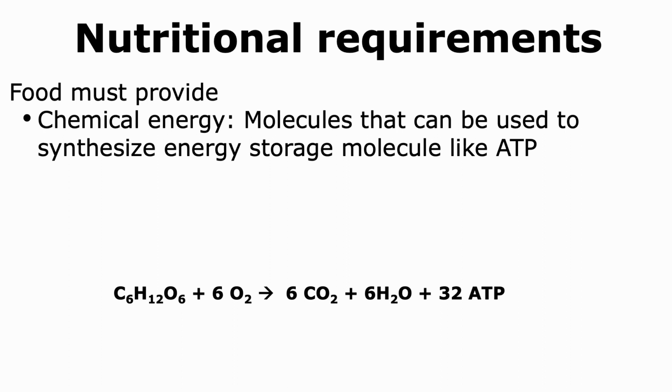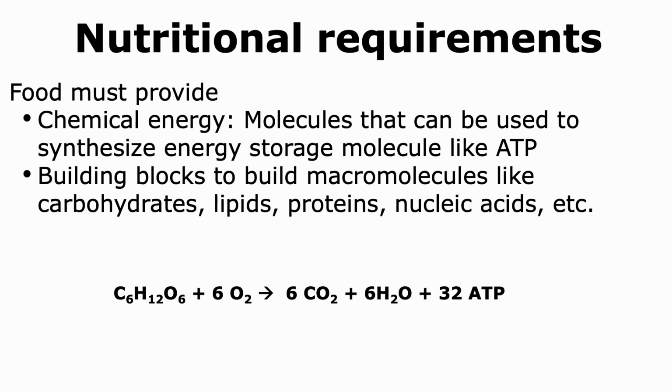All animals consume food in order to obtain nutrition. Hence, the food must provide chemical energy in the form of molecules that can be used to synthesize energy storage molecules of the cell like ATP or FAD or NAD. Examples of such molecules include carbohydrates. Food must also provide building blocks to build the macromolecules present in the cells of the animal body. These include lipids, proteins, nucleic acids, carbohydrates, and other types of macromolecules.